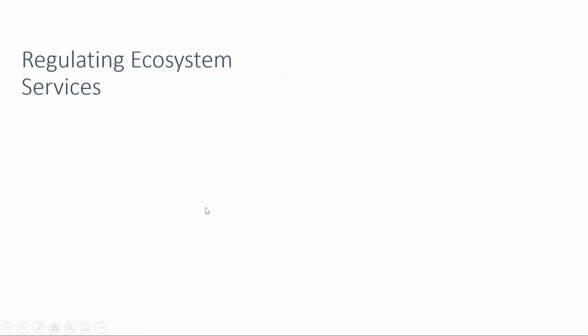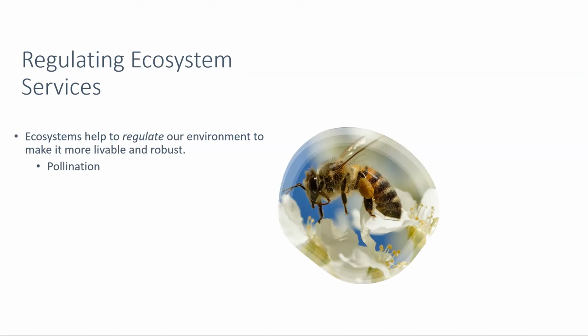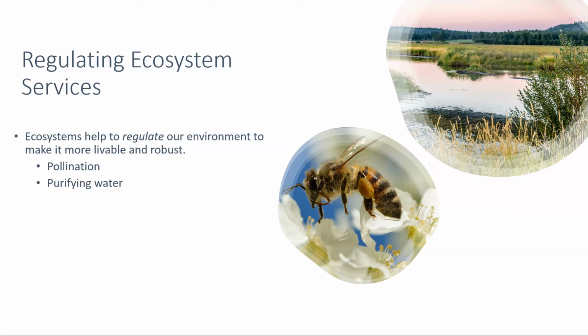We have what are called regulating ecosystem services. Ecosystems help to regulate our environment to make it more livable and robust. So pollination, for example: there are natural pollinators like bees and butterflies that help to regulate our environment, especially useful even in our agricultural fields. Even though agriculture is not a natural system, we do rely heavily on pollination to help our agriculture along. Natural systems purify our water for us, particularly our wetlands, like we talked about in the biomes unit.